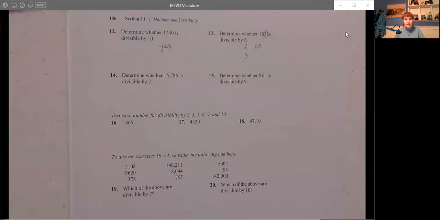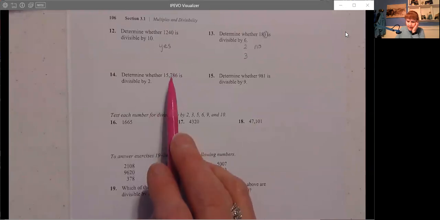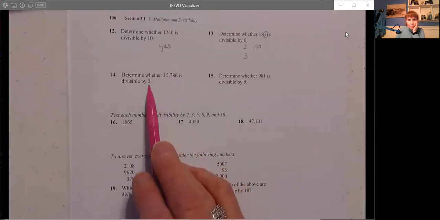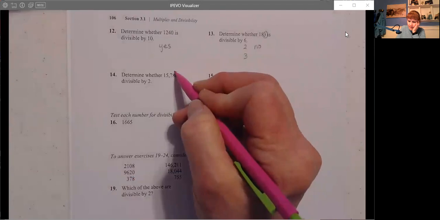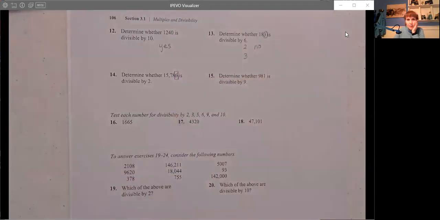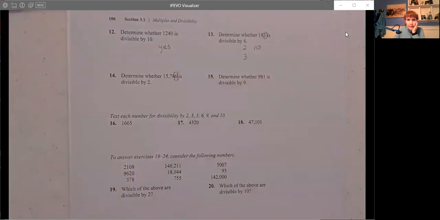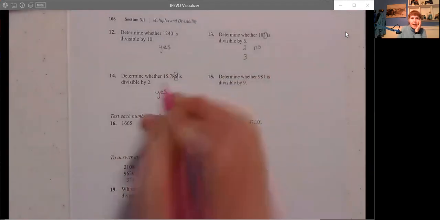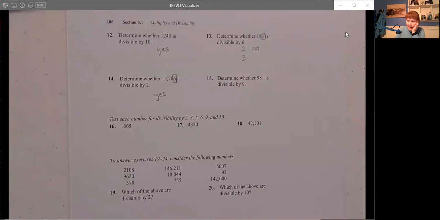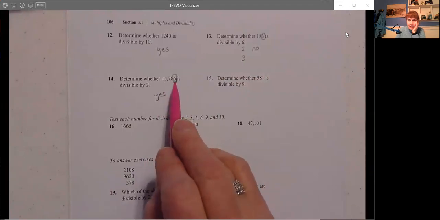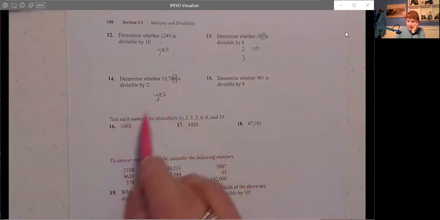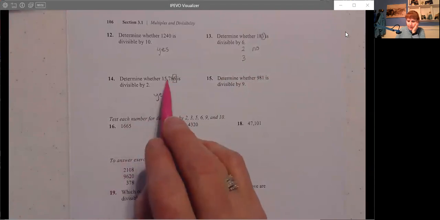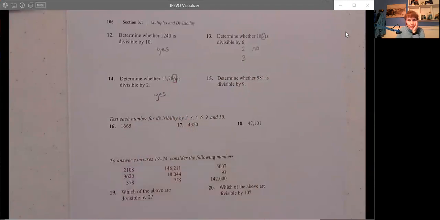Let's look at 14. Is this number divisible by 2? You go to the ones. If it's a 0, 2, 4, 6, or 8, the answer is yes. Well, obviously, the answer is yes. That last digit makes this number even. And therefore, all even numbers are divisible by 2.